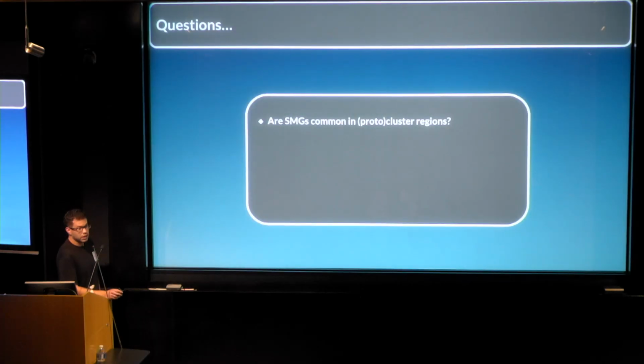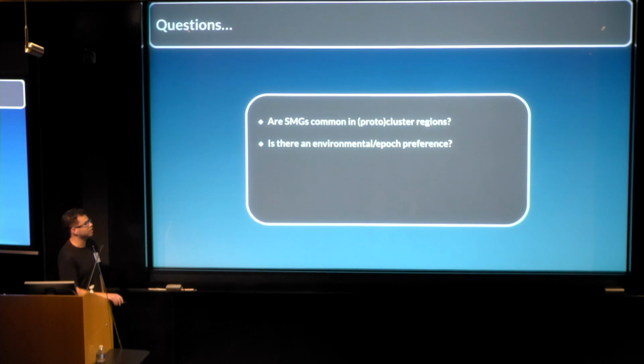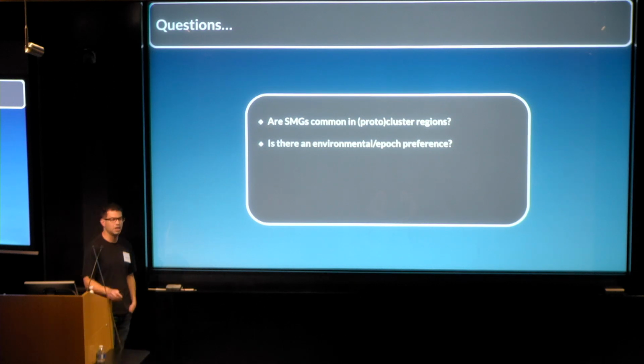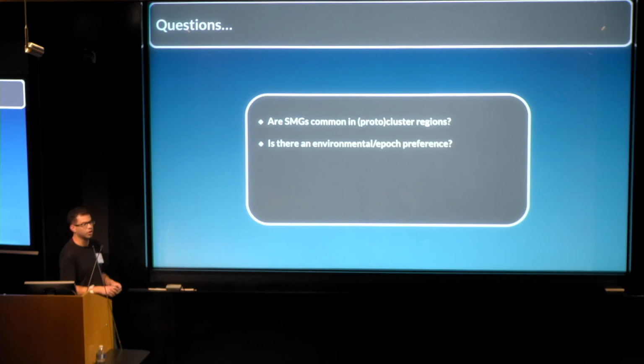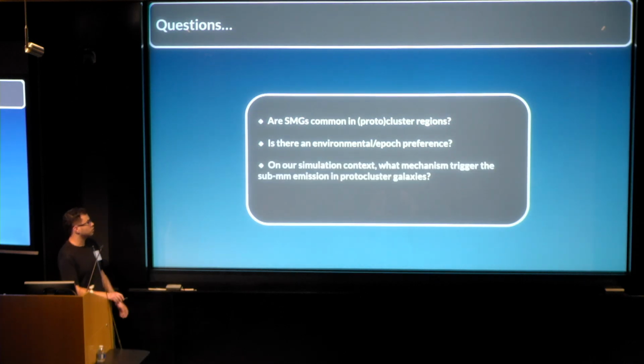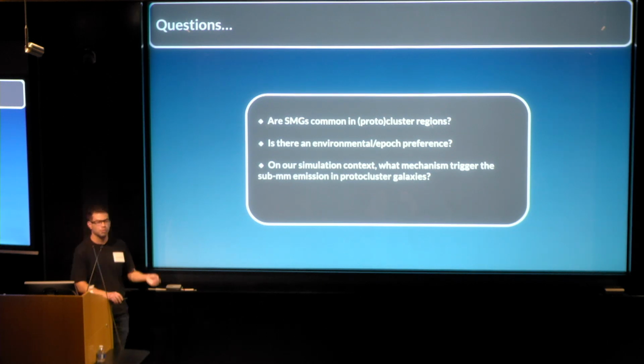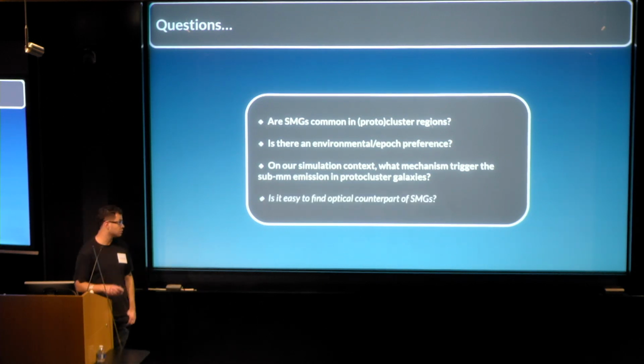So the questions that I want to answer in this work, using simulations, a simulated perspective, are: are SMGs common in protocluster regions or not? Is there an environmental or epoch preference, I mean redshift, or are they more common in the cores or the outskirts of protoclusters? And also, in our simulation context, because we depend on our model, what mechanisms trigger the submillimeter emission in protocluster galaxies?